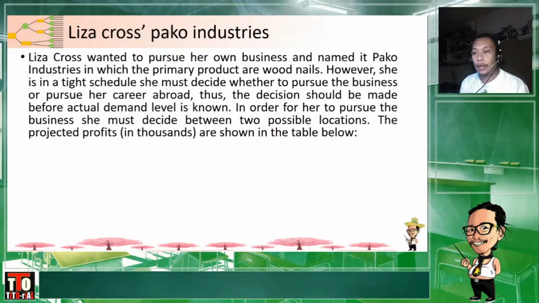So ayun, katulad nga nung nasa screen kanina, ang pag-uusapan natin is decision tree and the expected monetary value. So para ma-discuss ko siya ng mabuti, let us try to look at the example problem. So it's about Lisa Cross. Lisa Cross wanted to pursue her own business and named it Paco Industries, in which the primary product are wood nails or industrial nails.